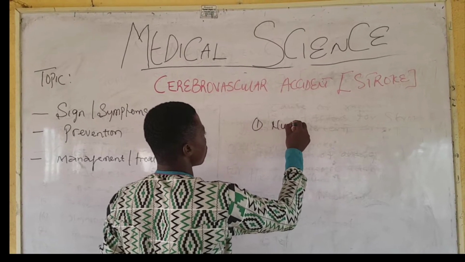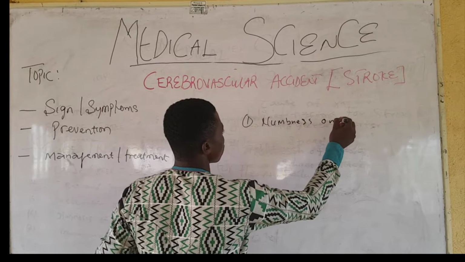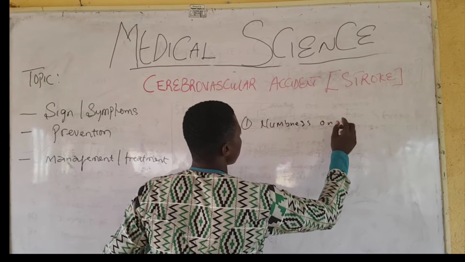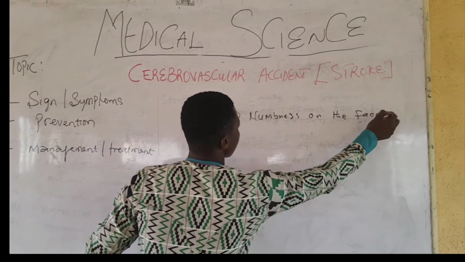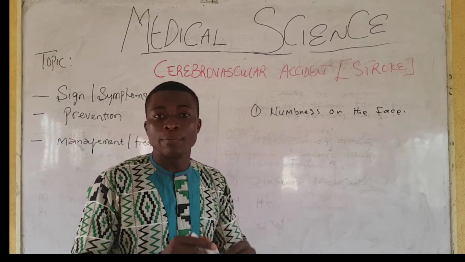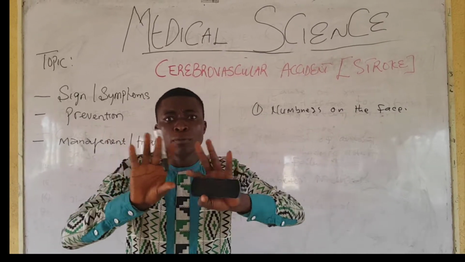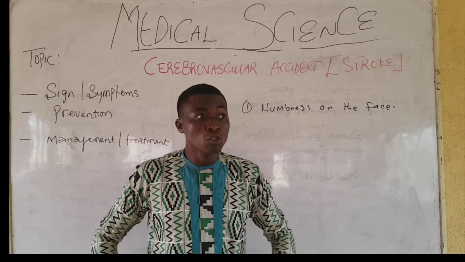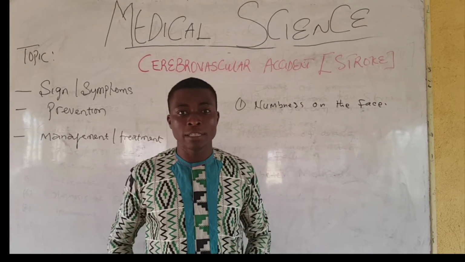Numbness on the face. Now with this numbness on the face, when you look at the person, the facial expression will be lost automatically. The person will just have open eyes like this, because the nerves have been affected.